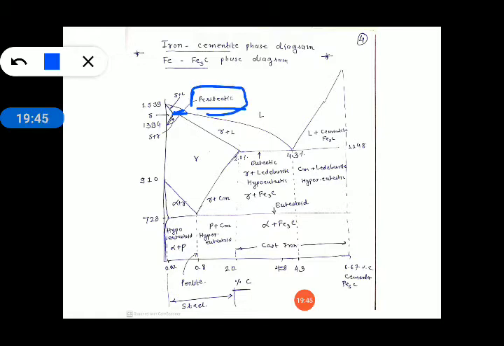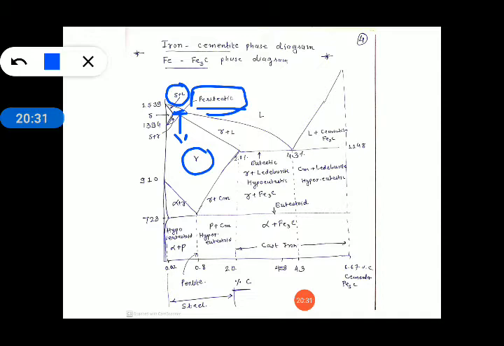As I have discussed in the previous slide, in the iron carbon diagram there are three invariant reactions: eutectic reaction, eutectoid reaction, and peritectic reaction. So this is the first one, the peritectic reaction, in which delta plus liquid will transform into the gamma structure. Okay, this is the gamma.